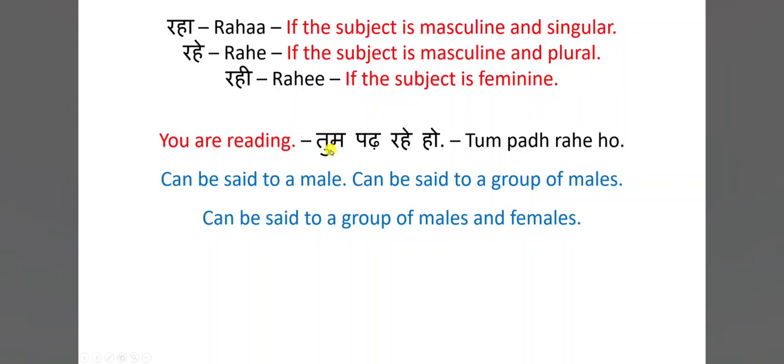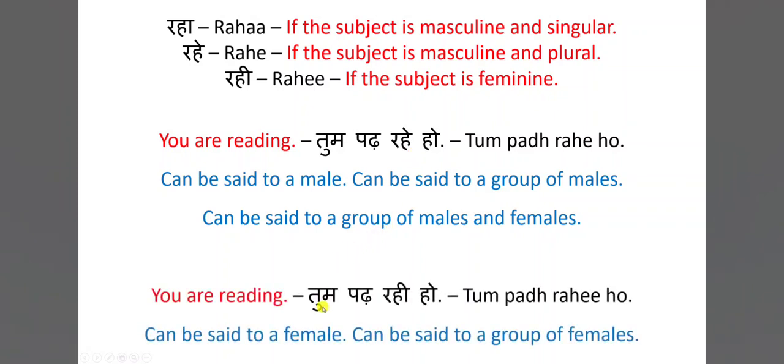You know that tum is by default plural, and so we have selected rahe, assuming that this should be the condition. Okay. If you want to say this to females, तुम पढ़ रही हो. तुम पढ़ रही हो. Here पढ़ रही is reading.